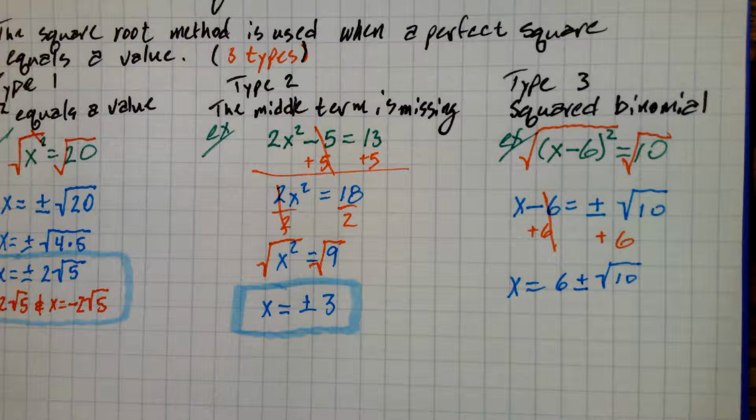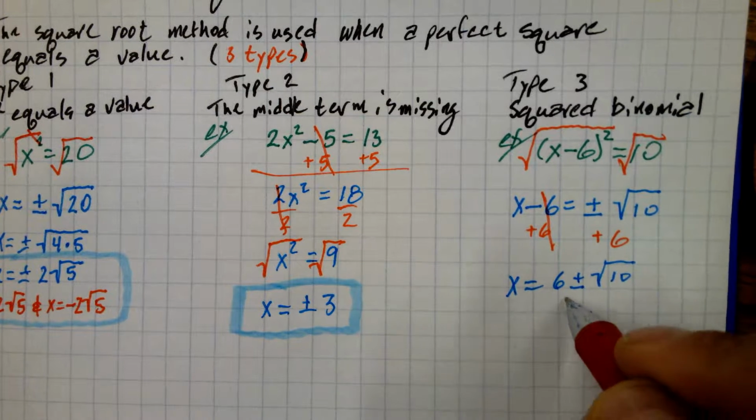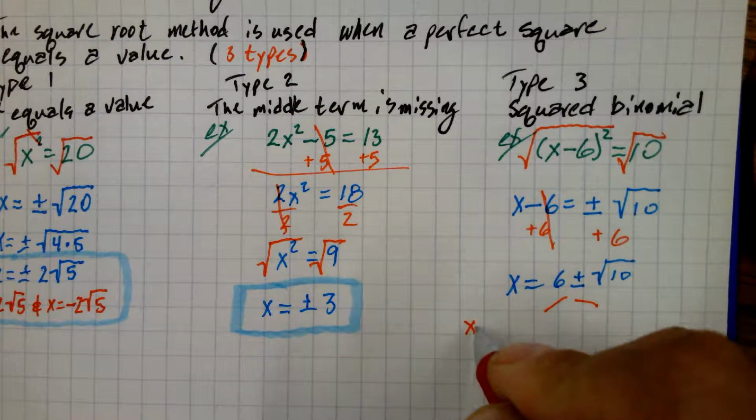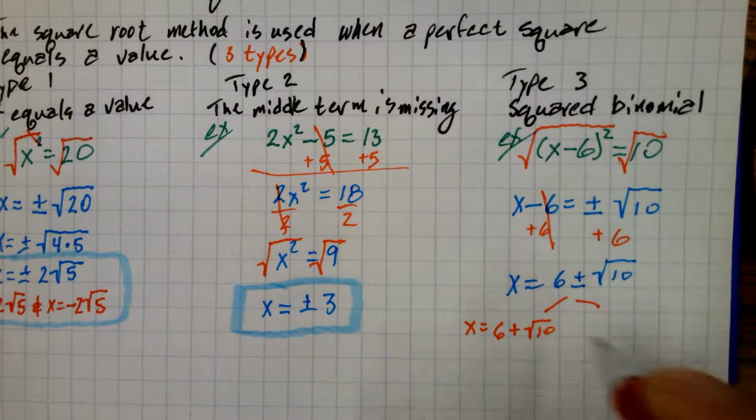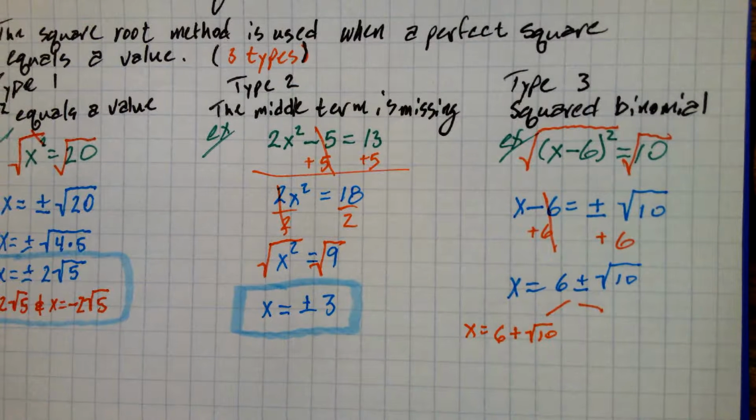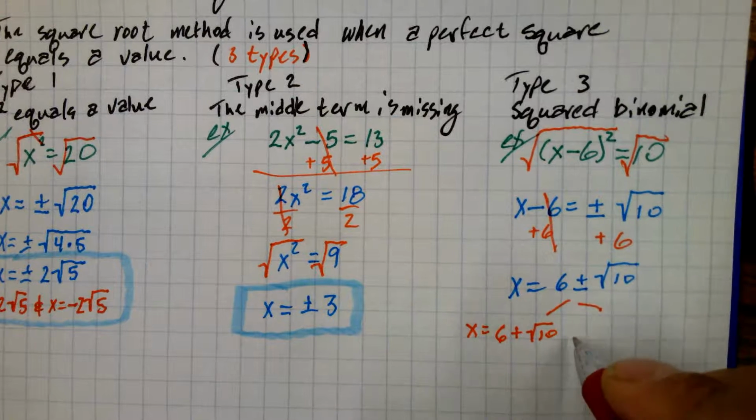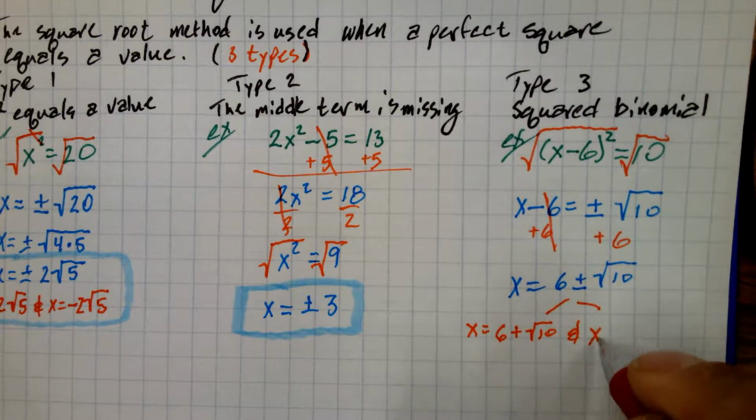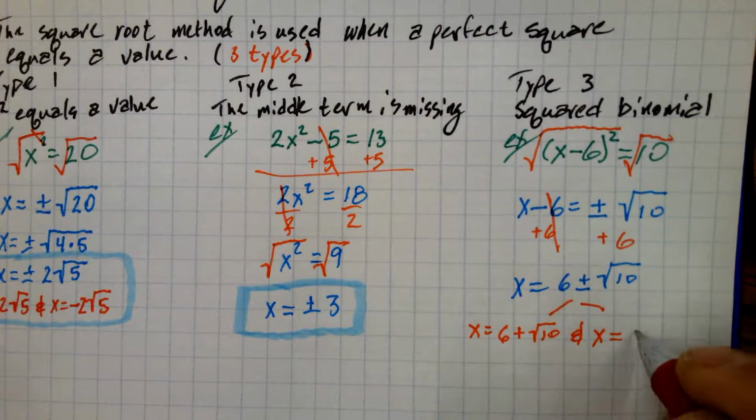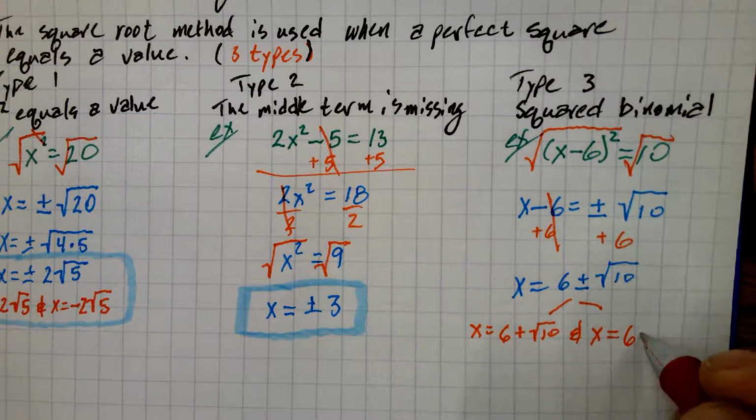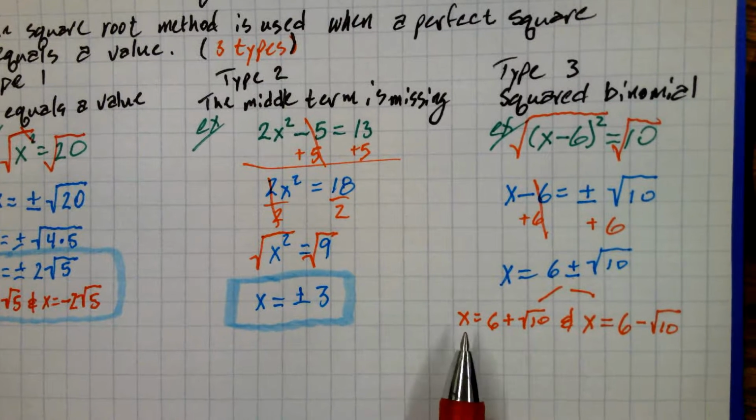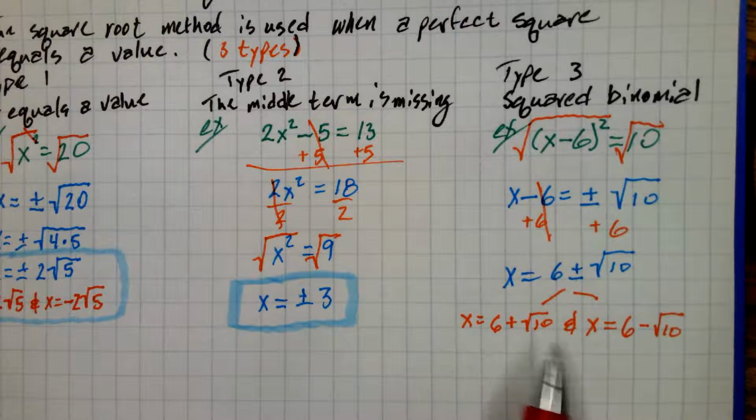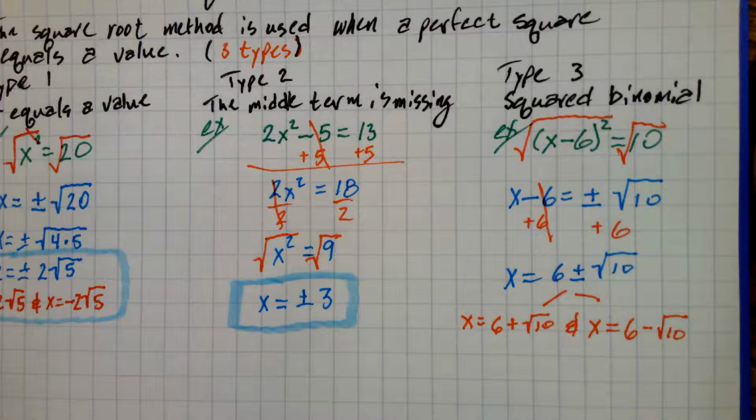So this is 2 separate answers. Normally I don't split it up, but since this is the first time you're ever seeing this, here are my 2 answers. X equals 6 plus the square root of 10. I would take 6 and add whatever the square root of 10 is. And the other answer is X equals 6, and I use the minus. Take away square root of 10. That would be the 2 solutions. 6 plus square root of 10, 6 take away square root of 10.